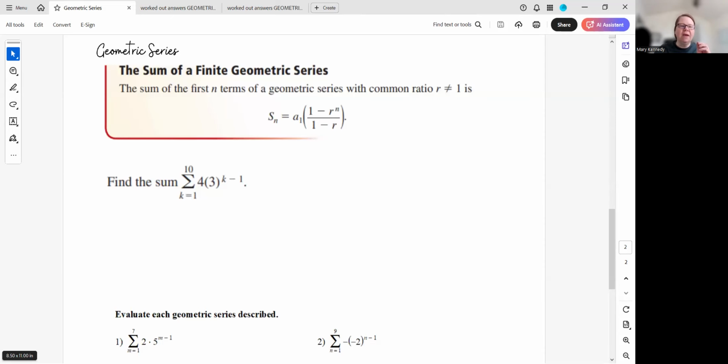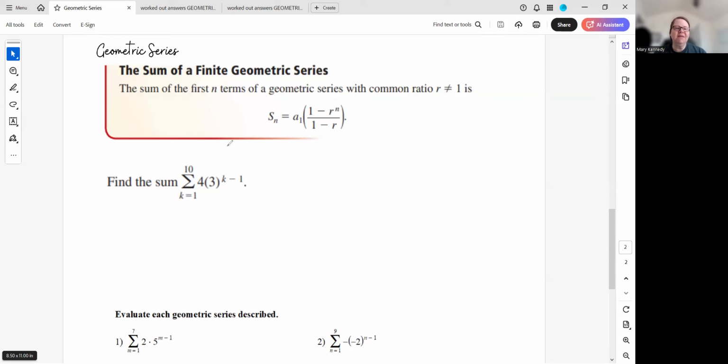Let's take a look at geometric series. We're going to do a fairly quick little overview of this one, and then the practice problems are in your membership along with all the worked out answers, so you can make sure that you're on track with it. So this is the sigma notation.